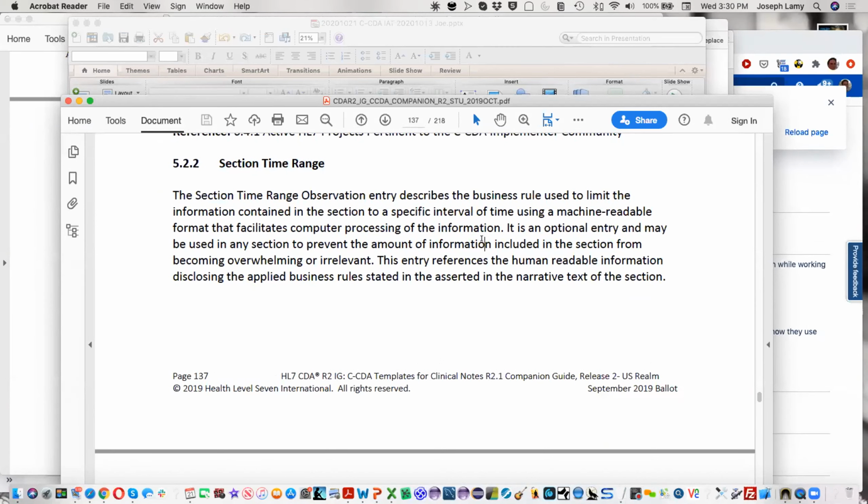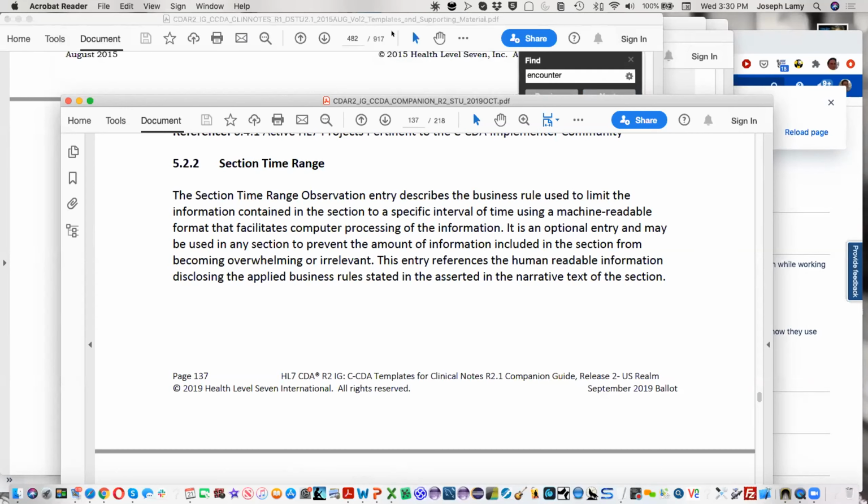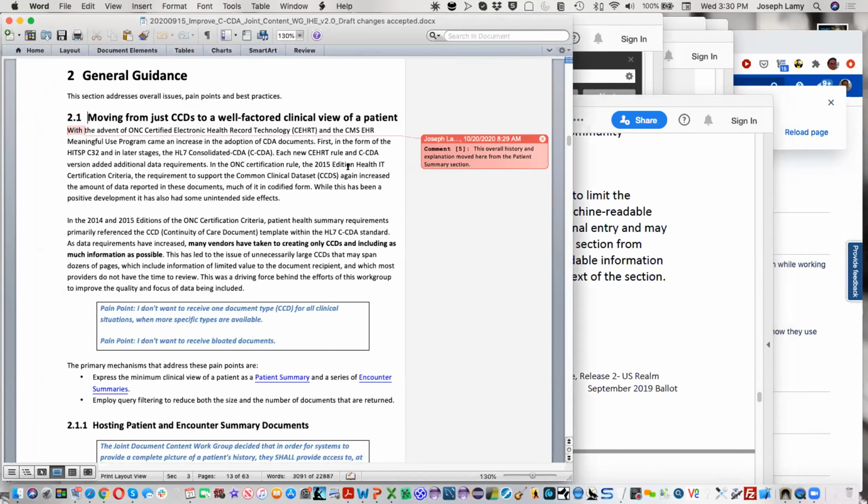And Joe, one of the concerns I have about this is, why would this be relevant for an encounter summary? Why wouldn't this only apply to CCDs? Oh, because we're talking about CCDs. I think the language is in your first introduction area where it talks about this. It says that the recommendation is for the section time range to be used. It says in all cases, and it's not just specific to CCDs. Yeah, you're right. I'm going to let Brett talk to that.